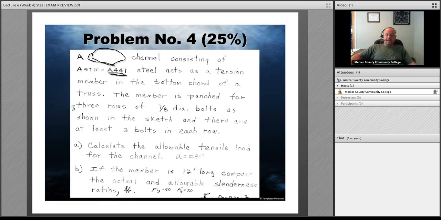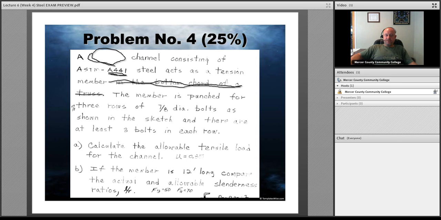It says a channel made of A441 steel acts as a tension member in the bottom chord of a truss. To be honest with you, I don't care what it's used for. This is just more words they're trying to confuse me with. All you care about is it's a tension member. As soon as you hear tension member, you think FT1 and FT2, just like the last problem. It says the member is punched for 3 rows of 7/8 diameter bolts. Why do you care about that? Well, we'll talk about that in a minute.